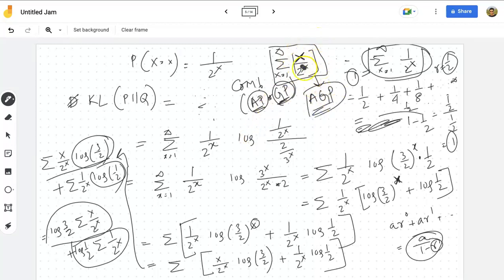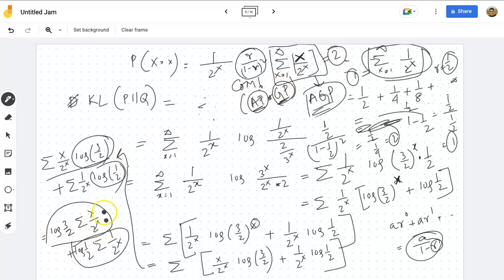The formula for this is R by 1 minus R square. So what is the R? R here is the common factor, so the common factor is 1 by 2. If we put R as 1 by 2, it will be 1 by 2 by 1 minus 1 by 2 whole square. So it will be 1 by 2 by 1 by 4, which is 2. So this series is 2.